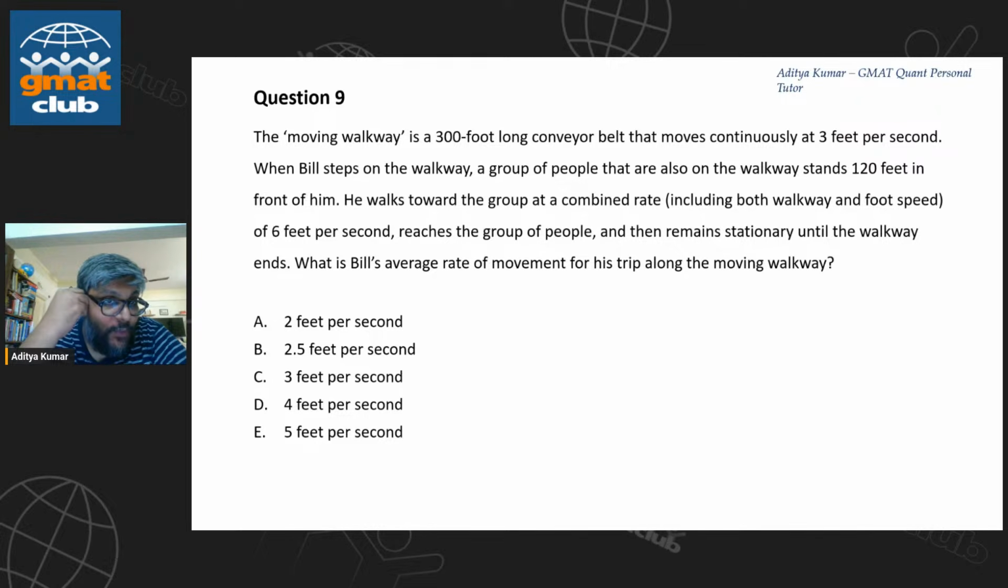Guys, remember the group is also moving, right? Visualize the question. That is why questions become slightly harder, because when you read it, you'll have to visualize it like a real life scenario. The group is not stationary, right? It's a moving walkway, so the group is moving along with the walkway as well. Bill is moving with the walkway and he's walking as well. That's why he's moving at a faster pace.